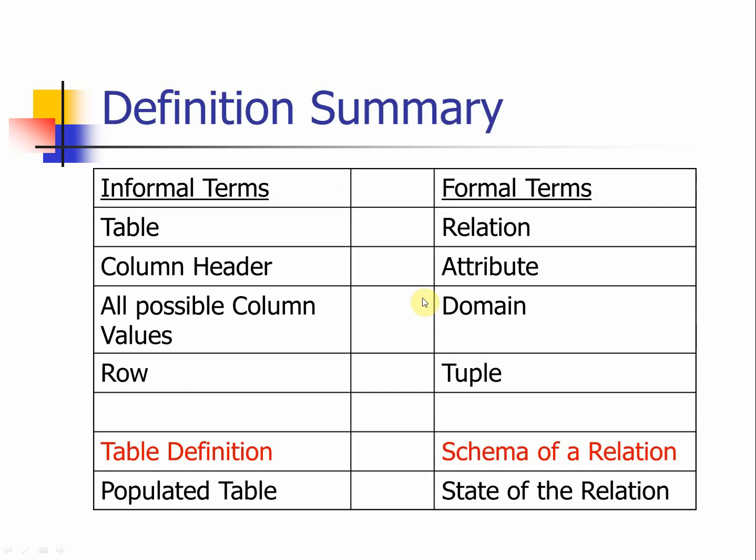So here is a summary of what we have looked into. There are some formal terminologies that we use. There are also some informal terminologies that we use. So for the relation, it's like a table. A column header is the attributes that we are looking at. All possible column values are defined as the domain. Each row is representing a tuple. The table definition is what we call a schema of the relation. Once we define the whole table, we will be able to start populating the table, which will indicate a different state of the relation. So that is the basic terminology that we want to use in the relational model.